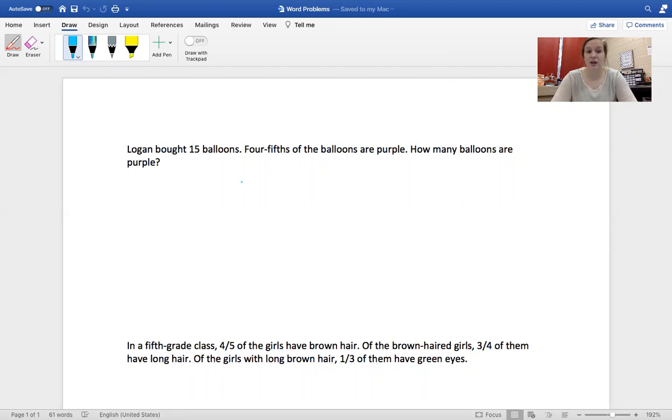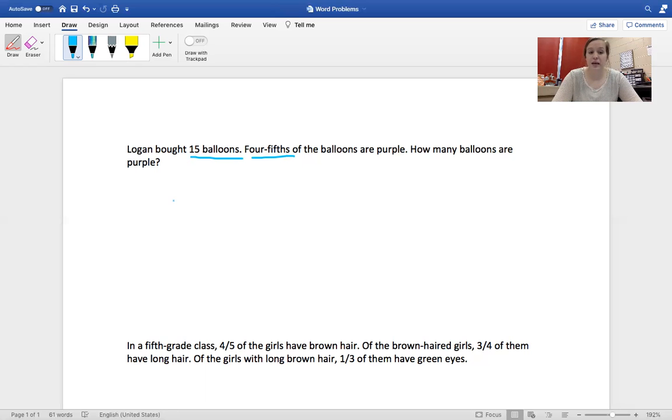So let's jump right in and start breaking apart these word problems. Logan bought 15 balloons. 4/5 of the balloons are purple. How many balloons are purple? Well, we know we have 15, and we need to know what 4/5 of 15 is.